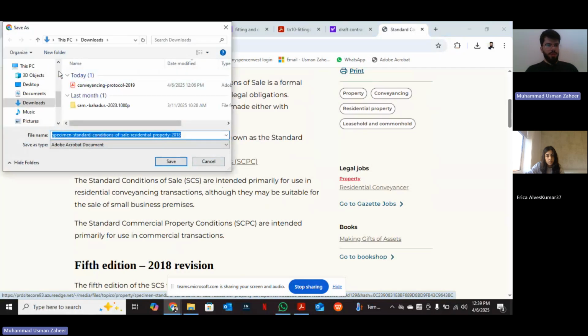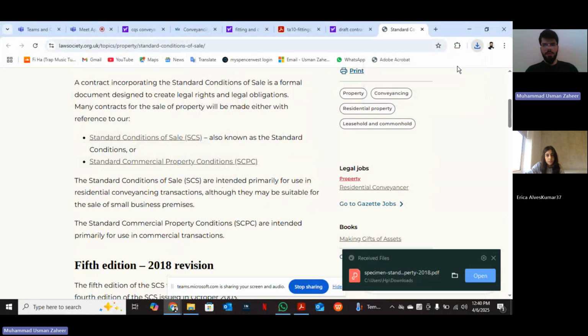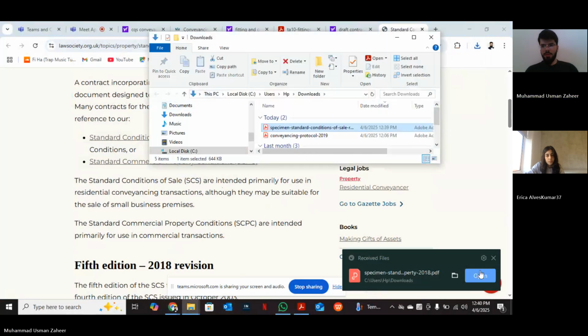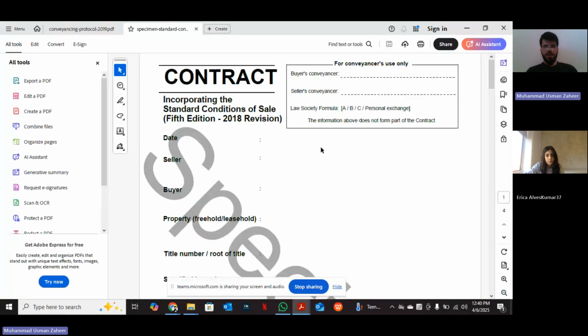As we're doing a residential one, this is going to be a standard contract. Right, can you see this now? Yeah, perfect. So, for conveyancers use only. Now, this is basically the nearing completion part, so you don't need to bother yourself with this right now.